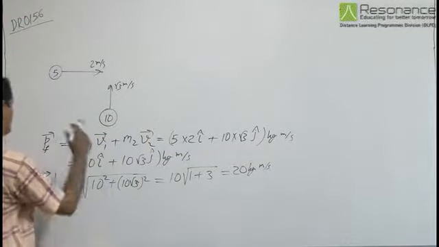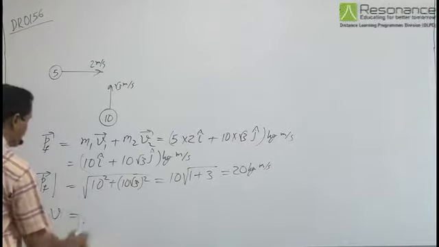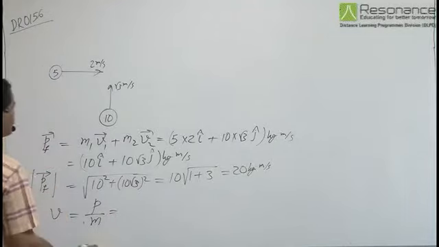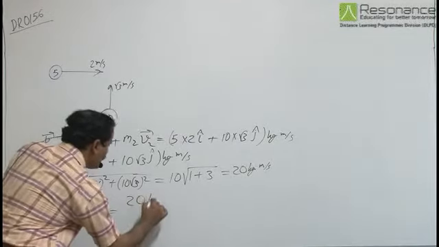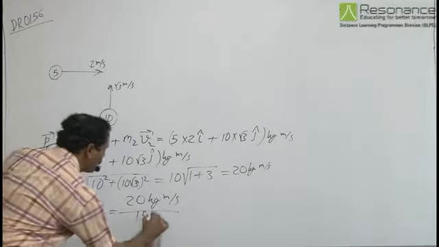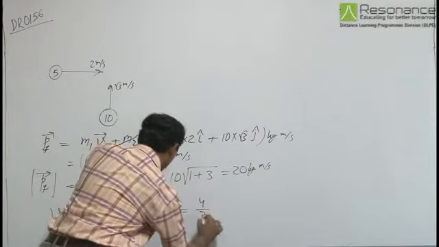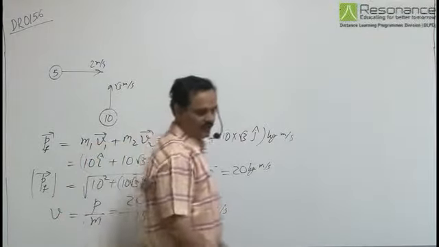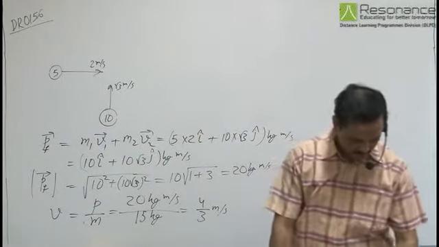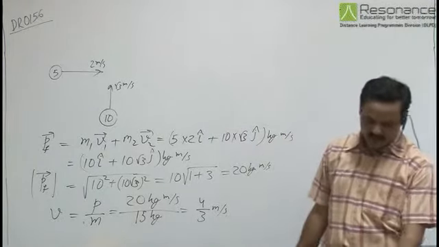So after collision, the final speed of the body after sticking together is momentum by mass of the system, that is 20 kg meter per second by 10 plus 5, 15 kg. So final speed is 4 by 3 meter per second. This is the speed of center of mass, so that is the speed of the combined mass.